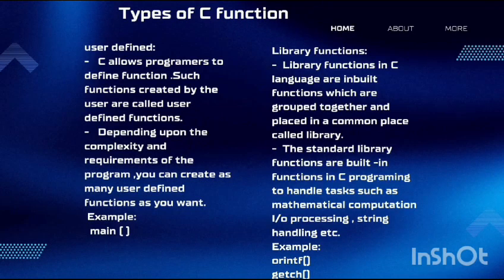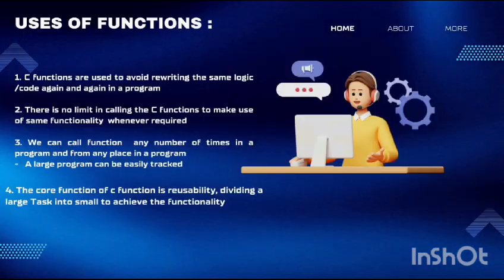User defined functions: C allows programmers to define functions. Such functions created by the users are called user defined functions. Depending upon the complexity and requirements of the program, you can create as many user defined functions as you want. Example: the main function. Library functions: library functions in C language are inbuilt functions which are grouped together and placed in a common place called a library. The standard library functions are built in functions in C programming to handle tasks such as mathematical computation and input output.